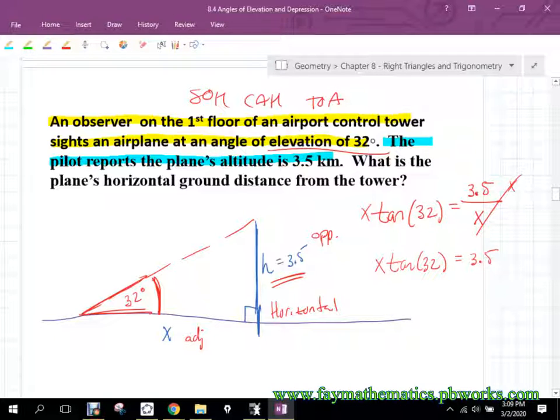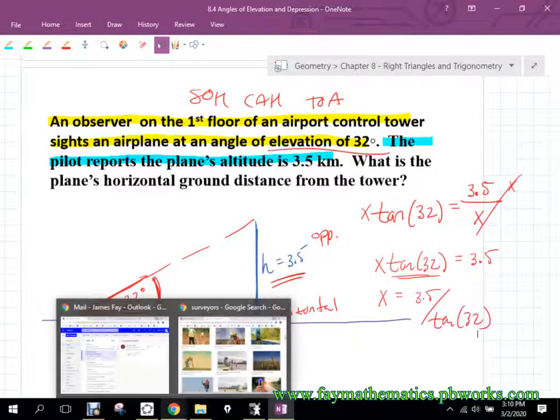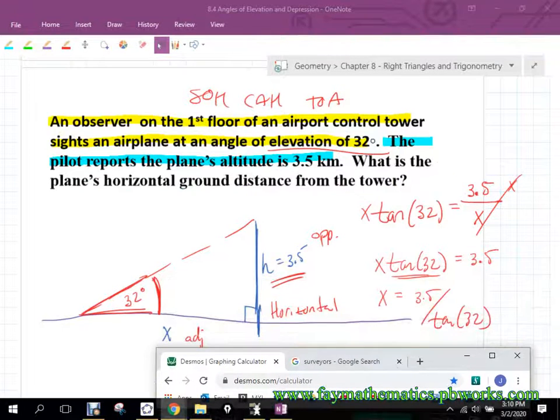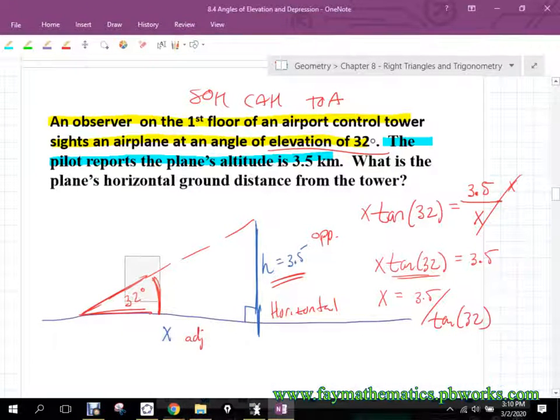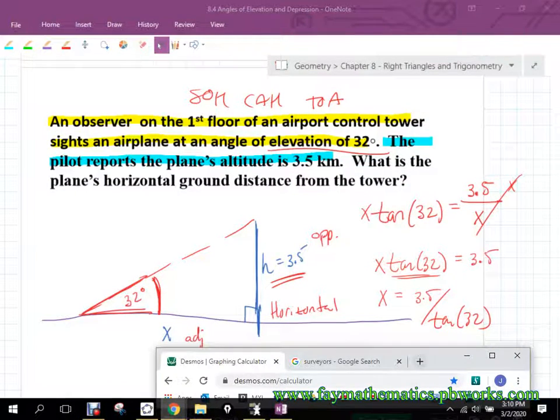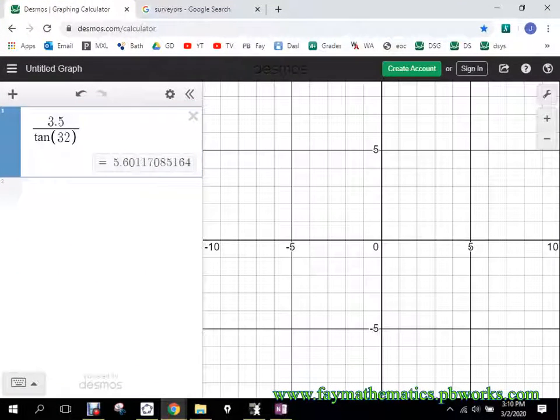How do I solve for X here? Divide both sides by tangent of 32. That's my coefficient. So I'll take 3.5 divided by tangent of 32. Now 32, what was the label for that 32? The label was degrees, wasn't it? Okay. So when I grab my calculator, what mode should I be in? Degrees, okay?